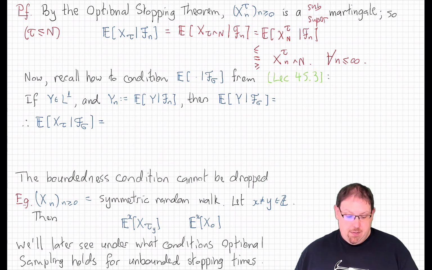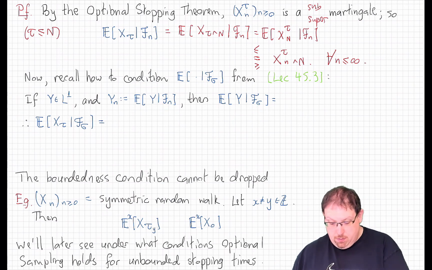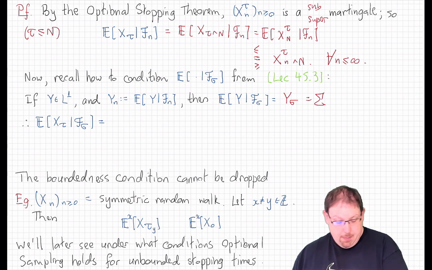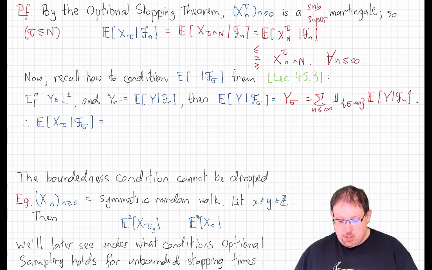That is, if we have any L1 random variable Y, we turn it into a regular martingale process by conditioning on F_n. Then, to condition that Y on F_sigma just means to evaluate that process at time sigma. In other words, we sum up over all n less than or equal to infinity of the indicator of the event that sigma equals n, times the conditional expectation of Y given F_n. So we just now apply this with Y equal to X_tau.